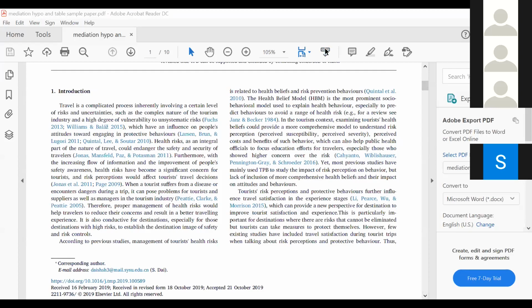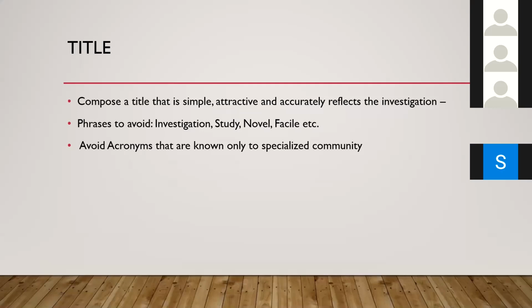Here I would stop for a minute and share my PPT again. Okay, so let us see where we have reached. Title: compose a title that is simple, attractive, it reflects the investigation. What do I mean by reflect the investigation? I mean that it should be showing the variables I'm working on, like I showed you in the paper. Phrases which you have to avoid: investigation, study, novel, facile, avoid these phrases.